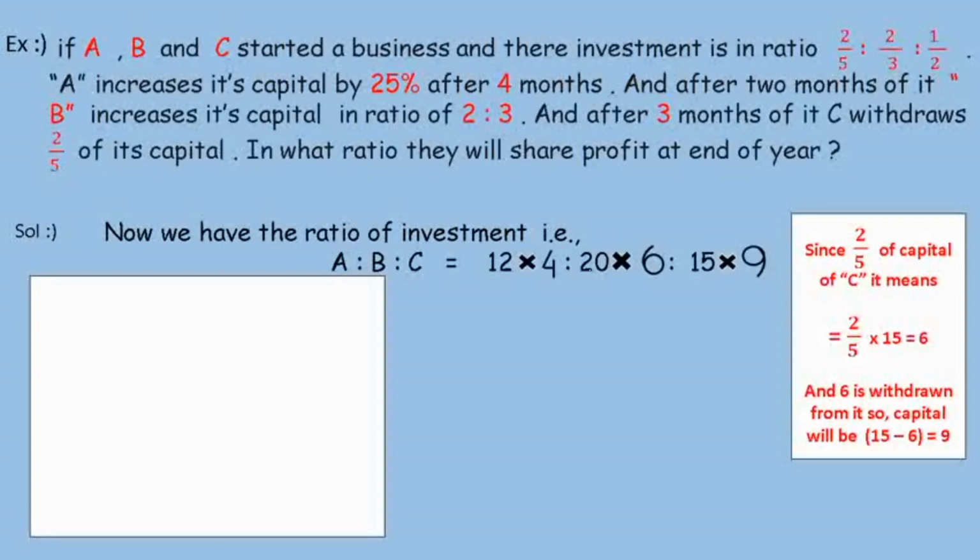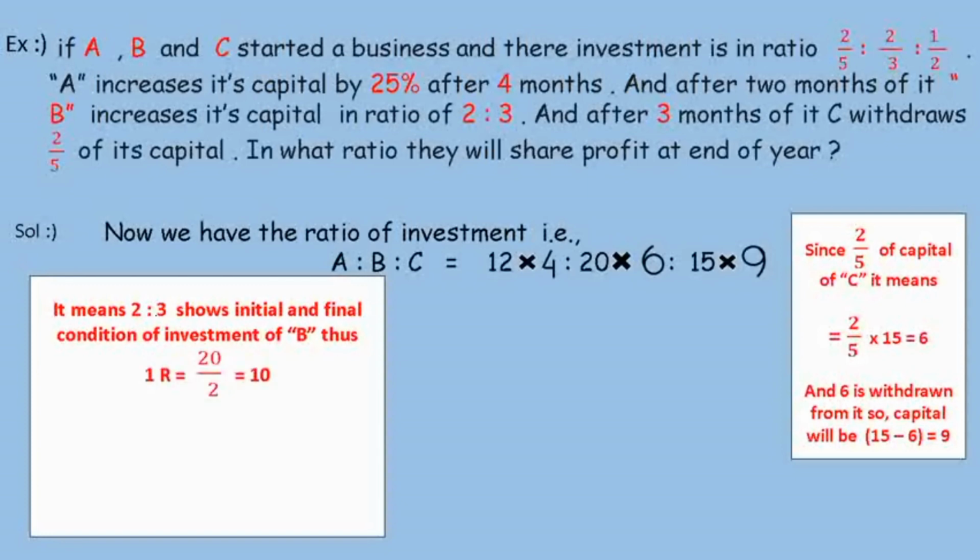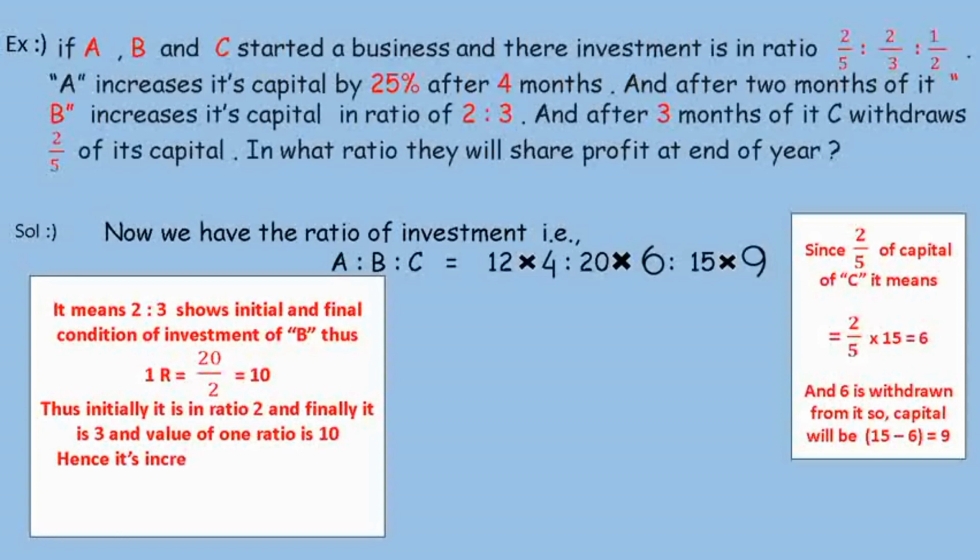Now what B has done, B increases its capital in ratio of 2:3. B increases. It means 2:3 shows initial and final condition of investment of B. Thus 1 ratio is equal to 20/2, which is equal to 10. Thus initially it is ratio 2 and finally it is 3, and value of 1 ratio is 10. Hence its increase in capital will be 3 into 10 is equal to 30.